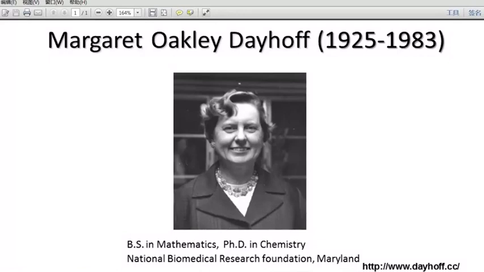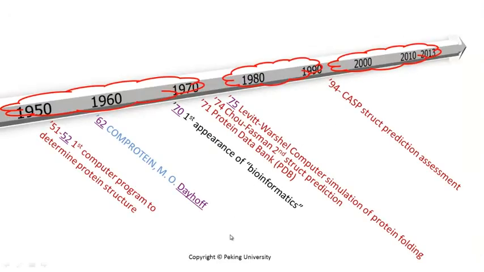Margaret Dayhoff did her undergrad in mathematics and PhD in quantum chemistry. She was working at the National Biomedical Research Foundation in Maryland when she published the paper. She is a true pioneer in bioinformatics, making important contributions on several fronts. To give another example, in the 1960s, she realized that more and more proteins were getting sequenced. So she created a collection of protein sequences.